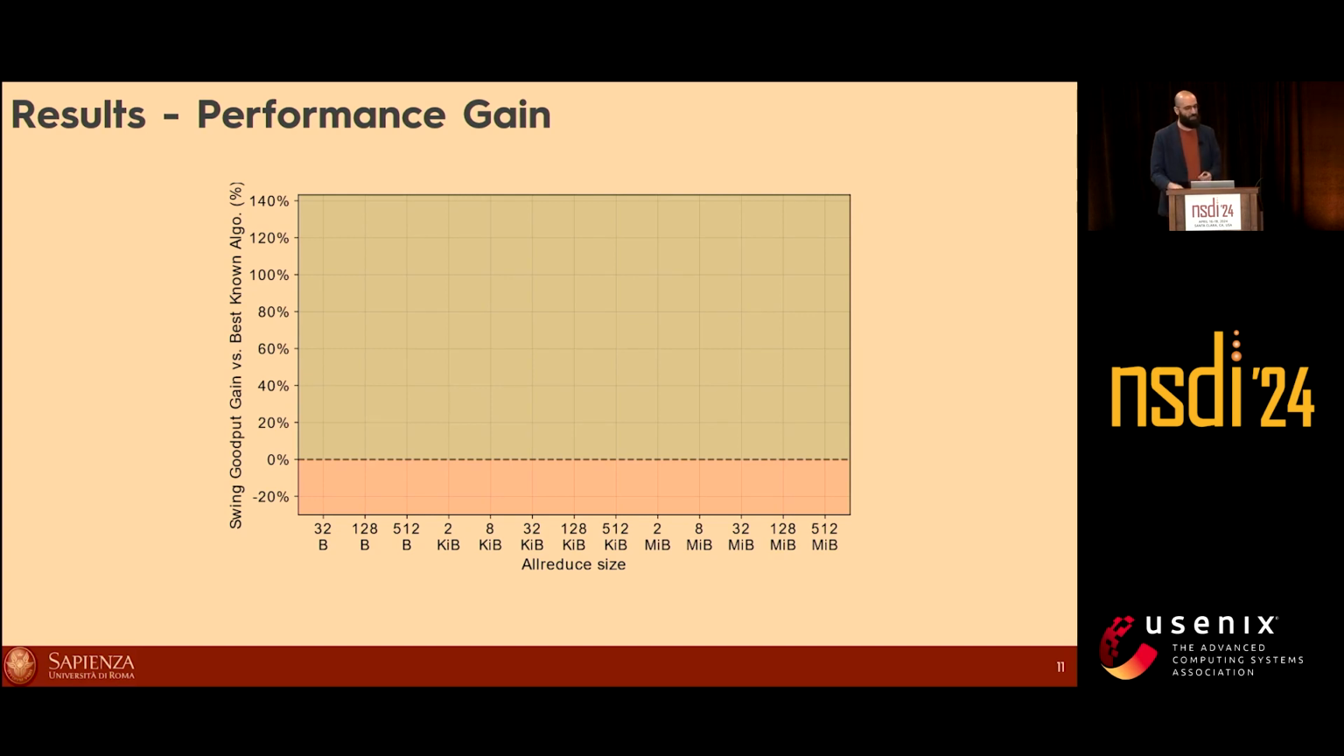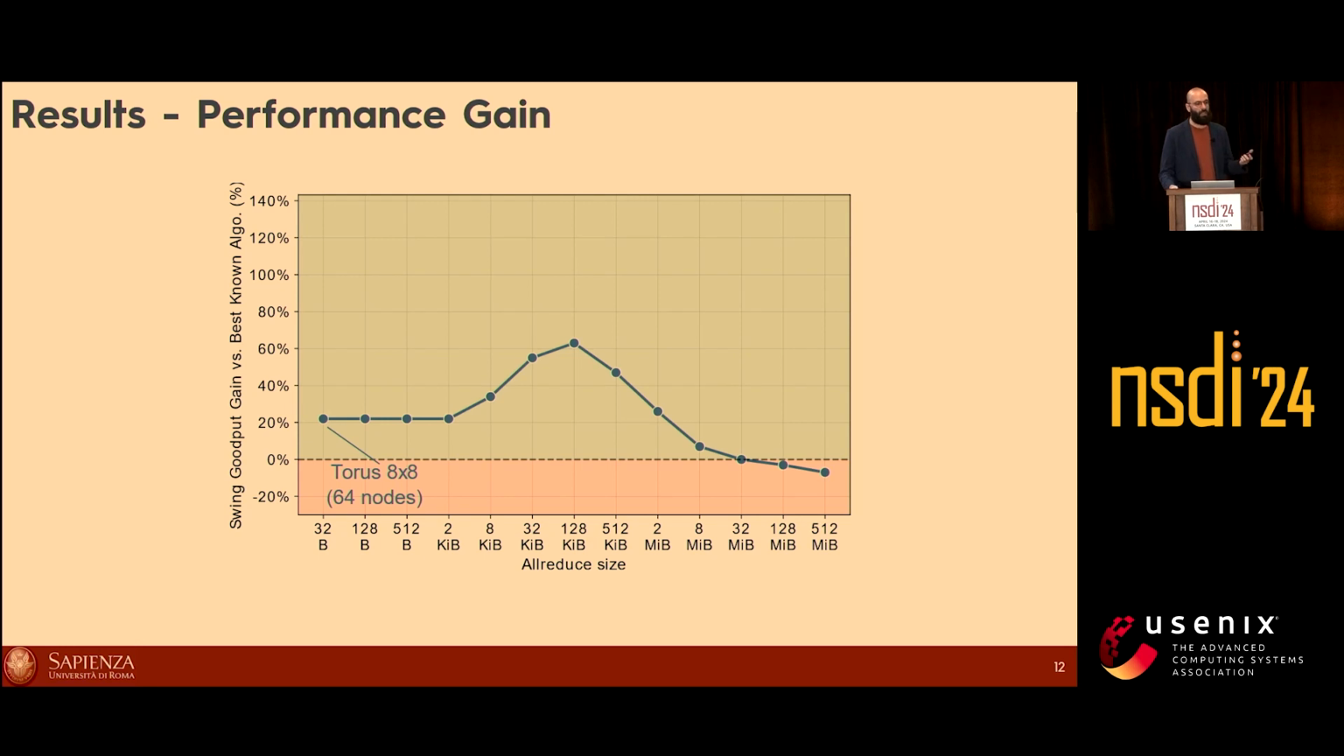Just for the sake of brevity, I'm not going to show all the single lines for each of the algorithms. I'm just going to show the relative improvement of Swing compared to the best state-of-the-art algorithm. So for each message size, we take the best performing state-of-the-art algorithm, we take Swing, and we show the ratio between the 2, basically. So if we are in the green area, Swing is outperforming state-of-the-art. In the red area, Swing is being outperformed by state-of-the-art.